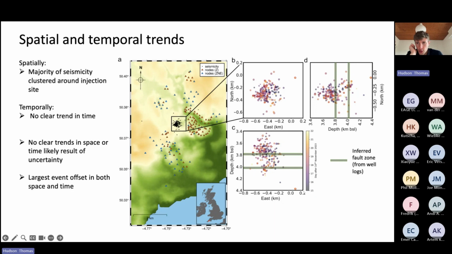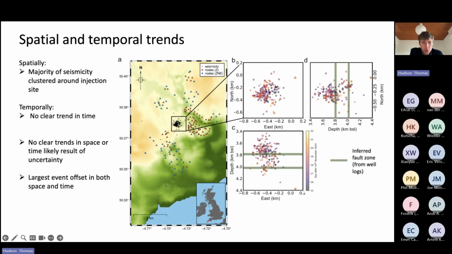One here, I don't know if you can see my mouse, but I'm looking at the far right-hand plot. A cluster roughly 3.7 kilometers below sea level, and a cluster roughly 4 kilometers below sea level. And these correspond to two inferred fault zones from the well logs, approximately. And so I think this gives us some confidence that we can at least approximately resolve the depth of these events. Obviously, it would be ideal if we had receivers over the seismicity itself.